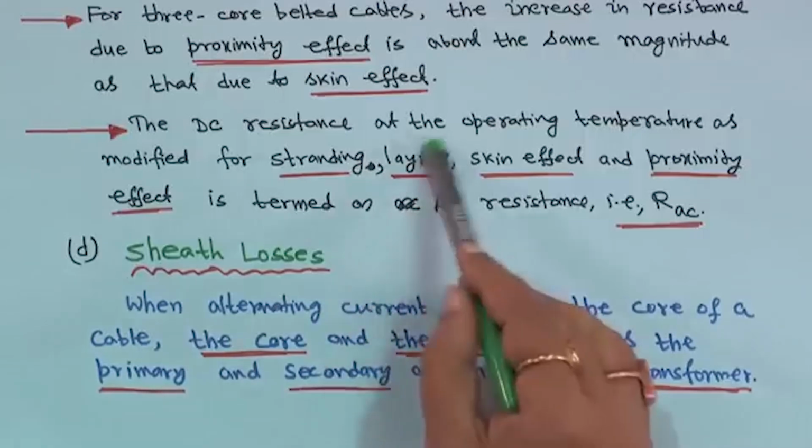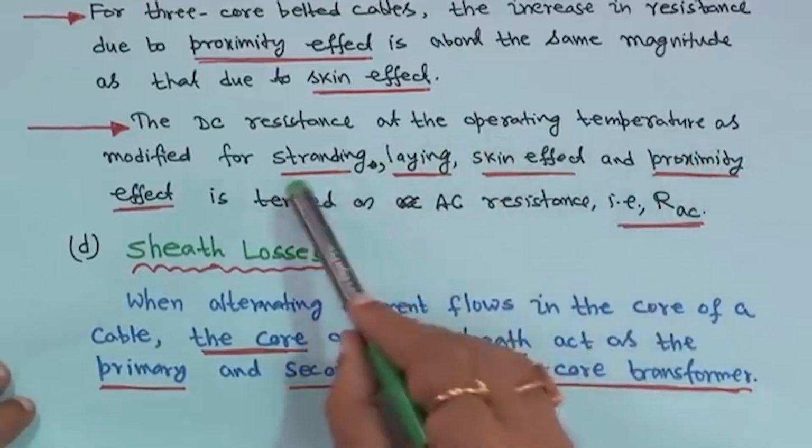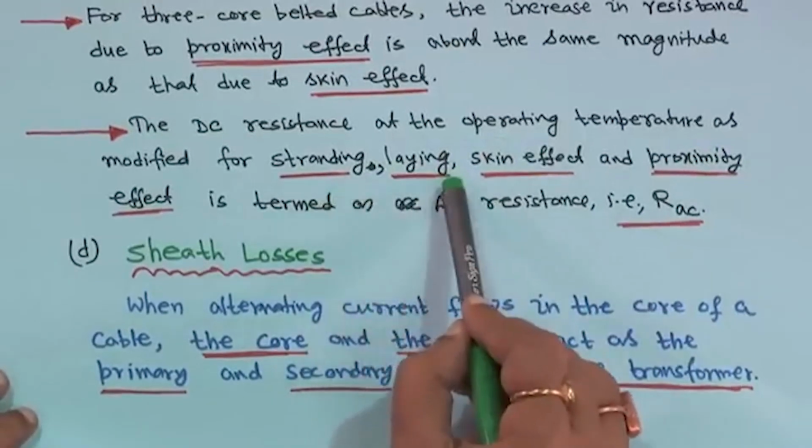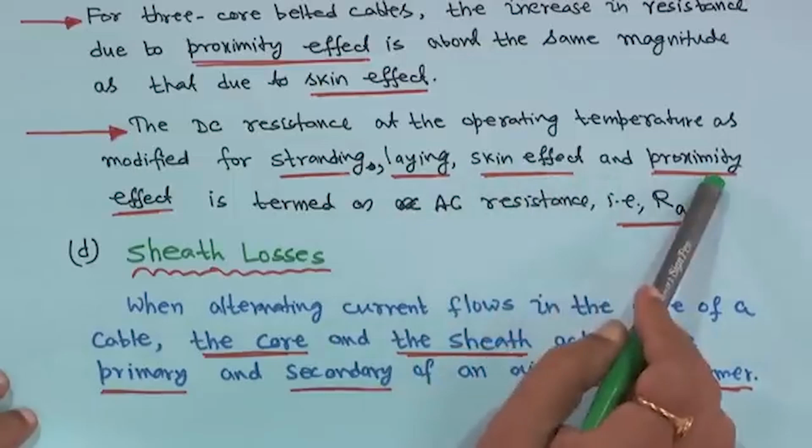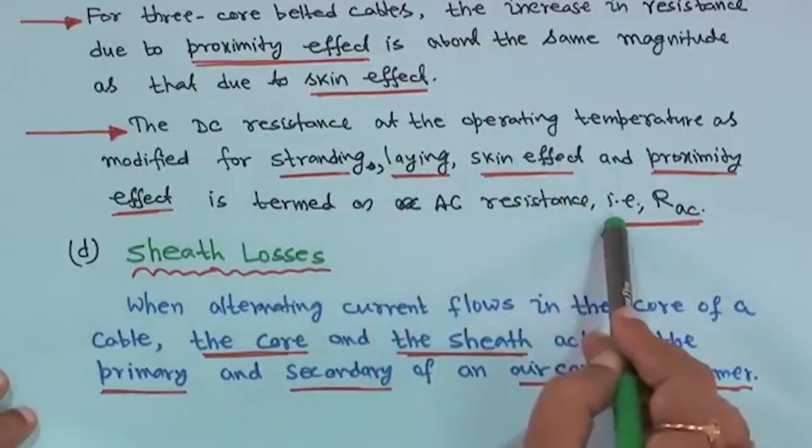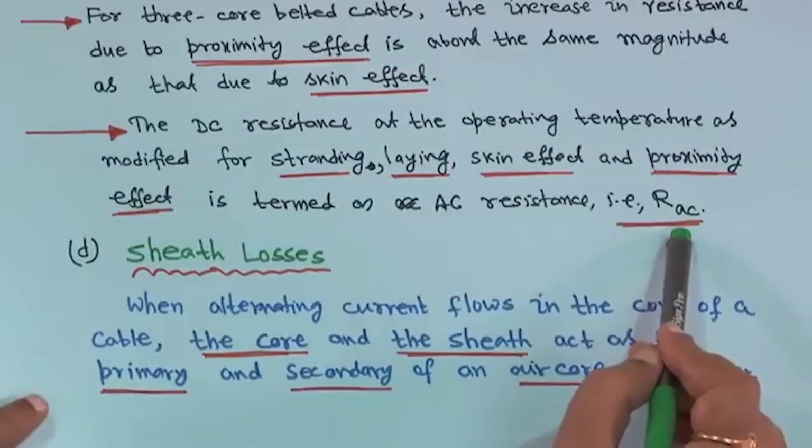The DC resistance at the operating temperature, as modified for stranding, laying, skin effect and proximity effect, is termed as AC resistance, that is R_AC. We refer to it as R_AC.